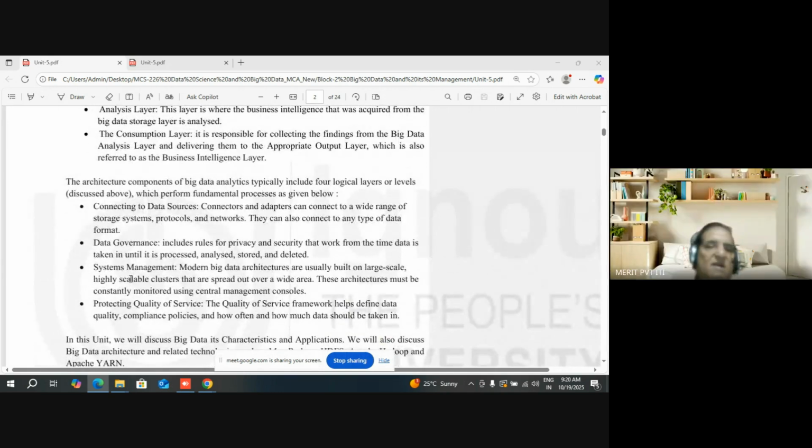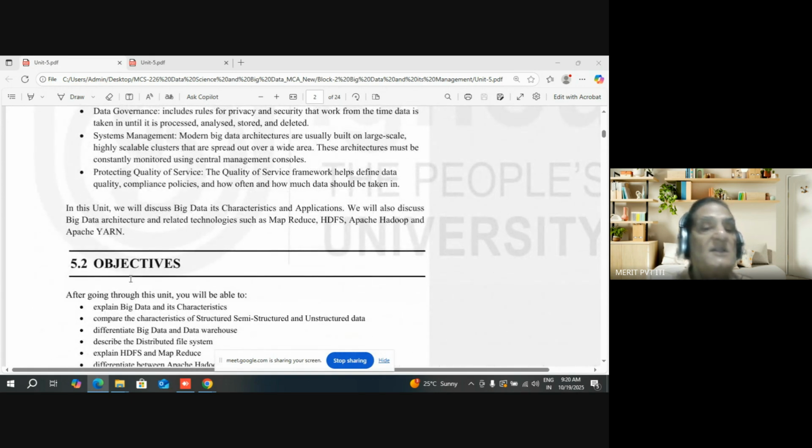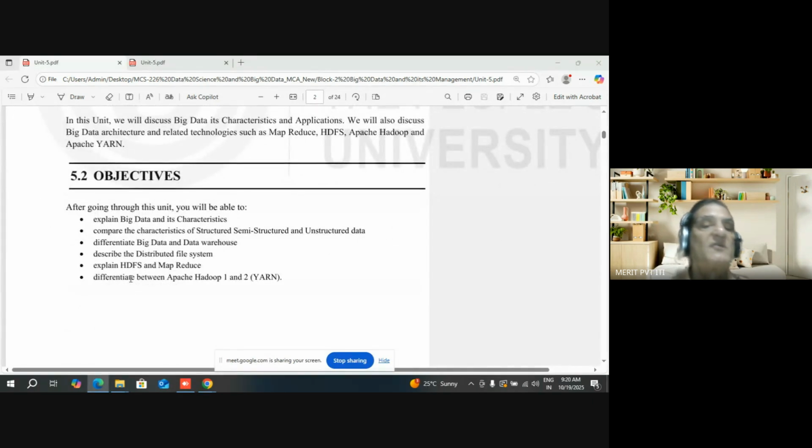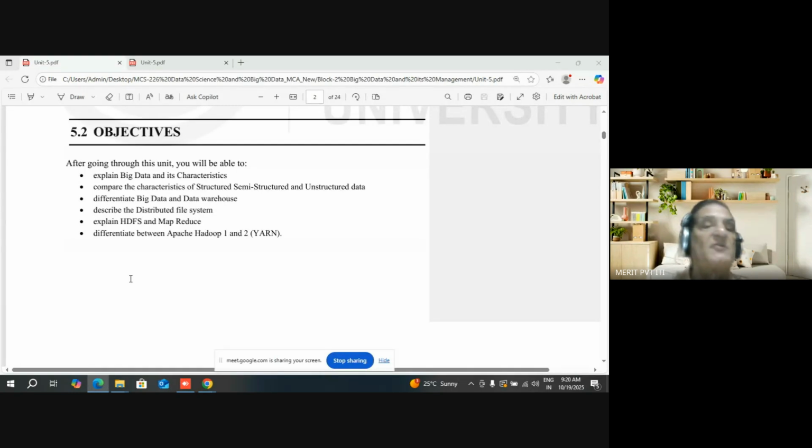Okay. The architecture component of big data analysis typically includes 4 logical layers or levels. So they are connecting to data source, data governance, system management, and protecting quality of service. This is the other 4 layers that are there. So in this unit we'll discuss big data, its characteristics and applications. We'll also discuss big data architecture and related technologies such as MapReduce, HDFS, Apache Hadoop, and Apache YARN. So that's what we are going to discuss, and this is the objective of this unit.